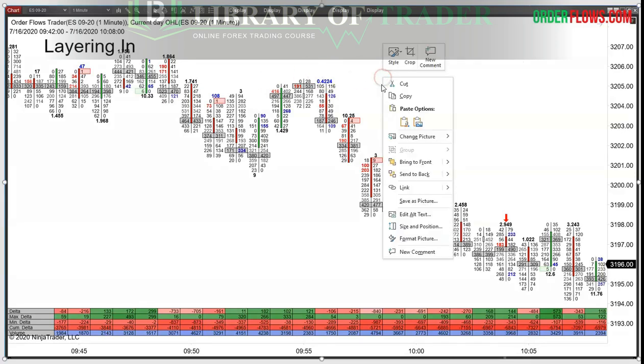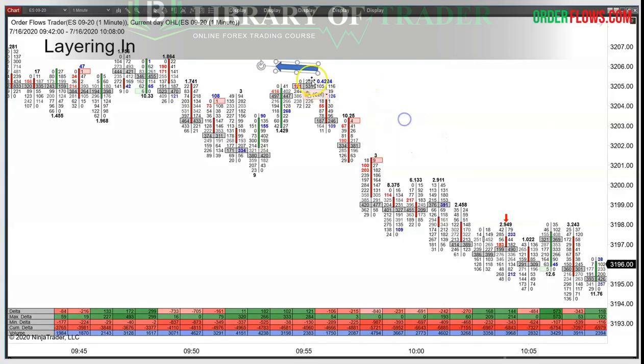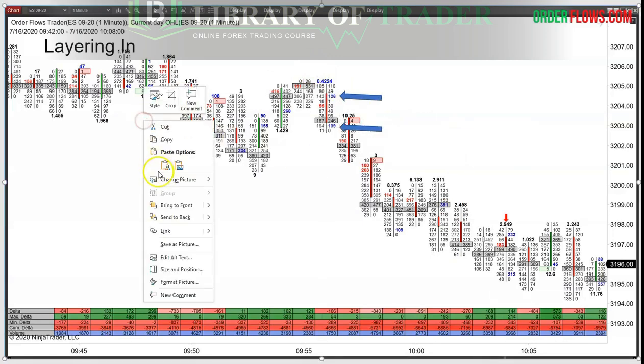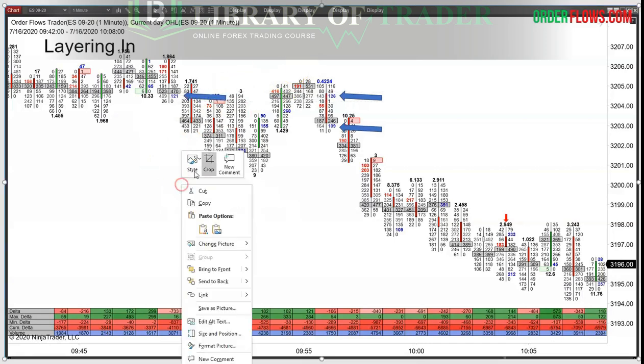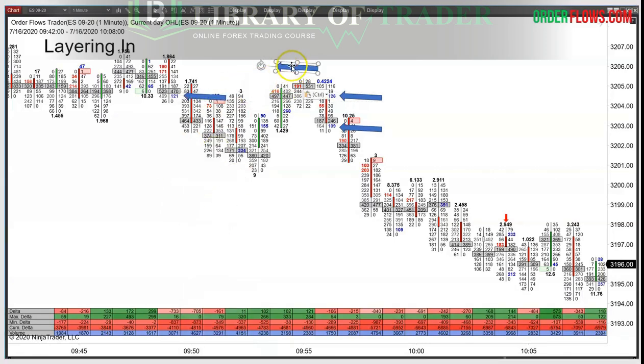Okay, but here's some more examples of layering in. When I see more than 2 examples in a bar, I get really excited. Here there was one here, and then another one here. These are shorts. There was a long here. I just don't want to highlight it because it's getting too many arrows on there. But when I see 2 in a bar, that really gets me going.